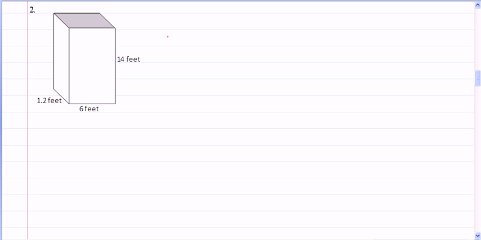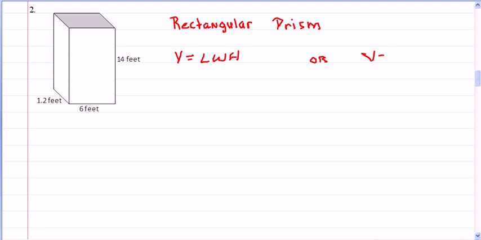For number 2, the first thing I do is I always start off by identifying the figure. And in this picture we have a rectangular prism. And the formula for the volume of a rectangular prism is length times width times height, or base times height. So starting with the first formula, and you don't need to do both, but I'll show you both.